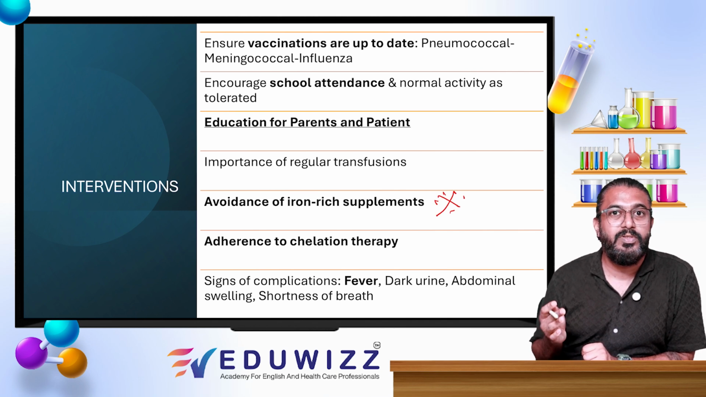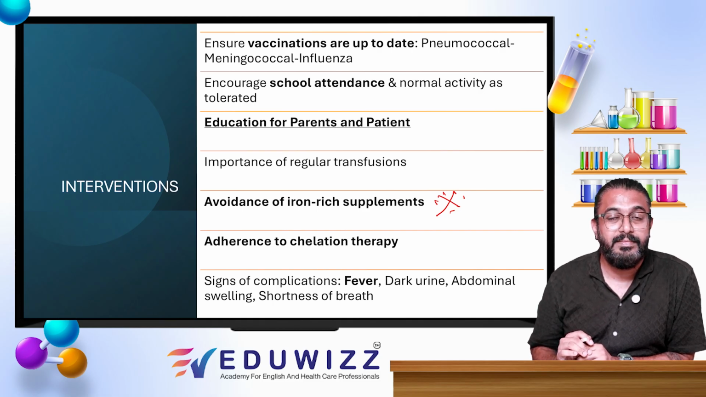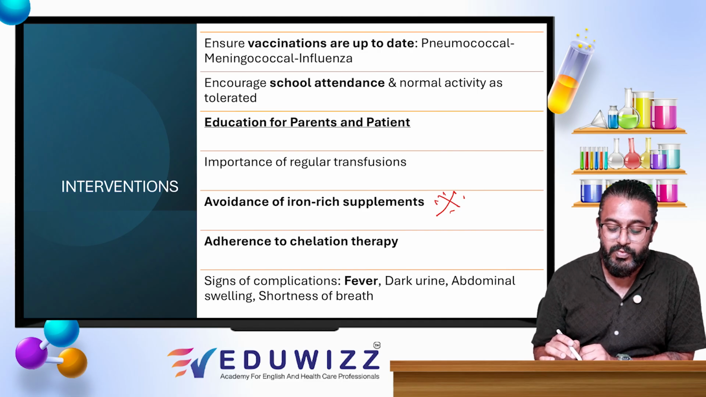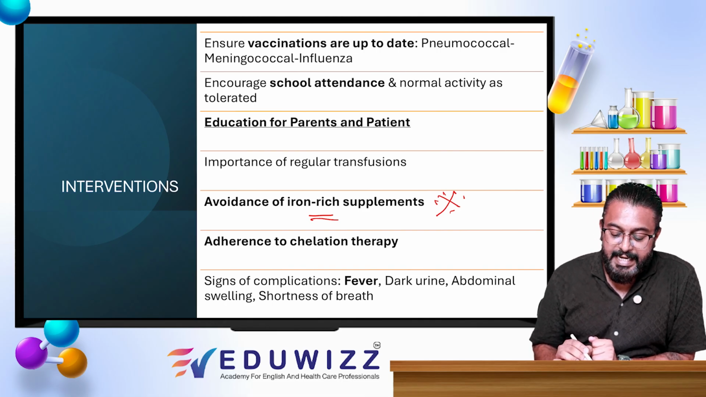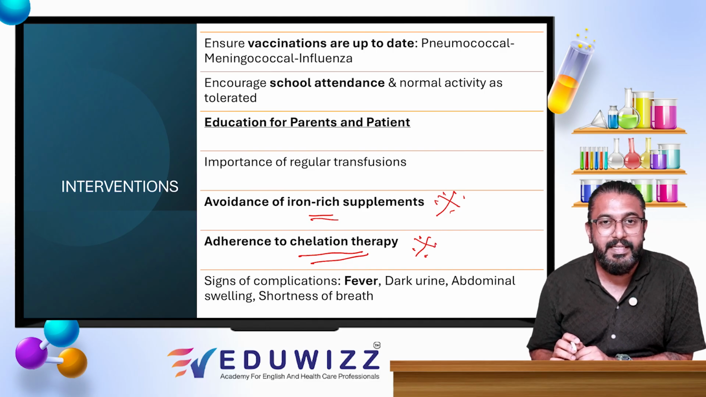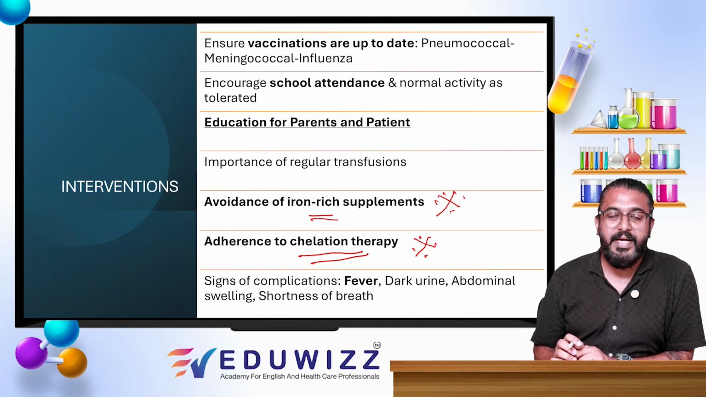This is important because chances are that the child already has iron overload. So if you give iron rich supplements, it will lead to complications such as hemosiderosis. And adherence to chelation therapy. These two are major important points to teach the parents: avoid iron rich supplements and adhere to iron chelation therapy.